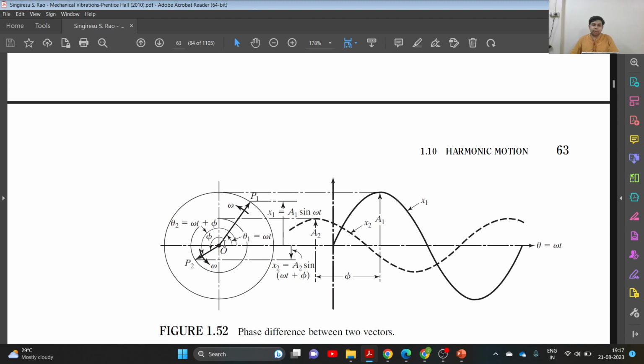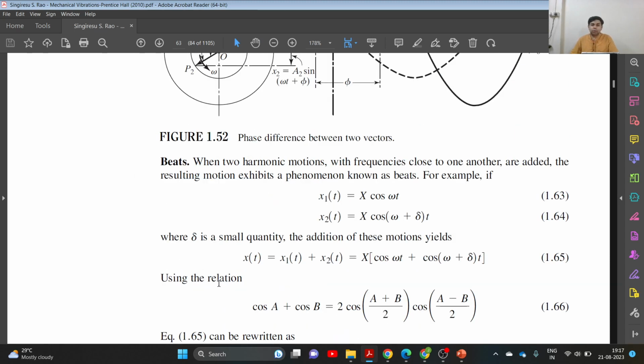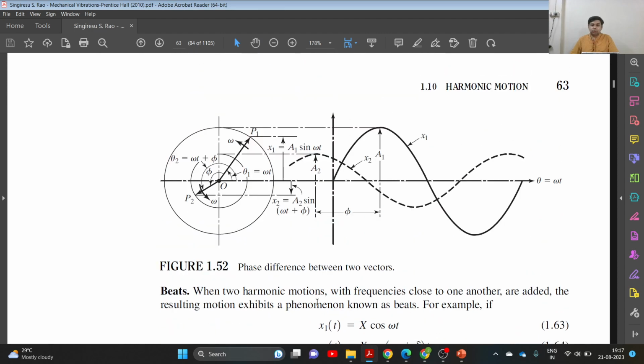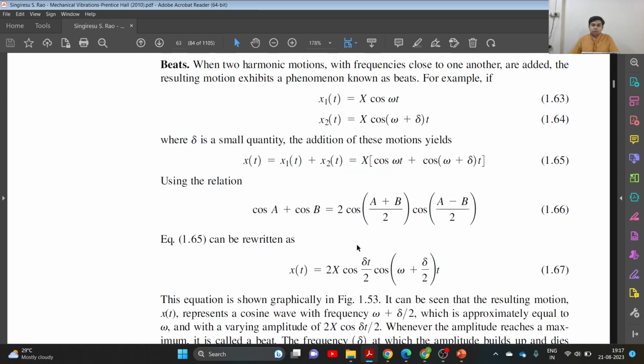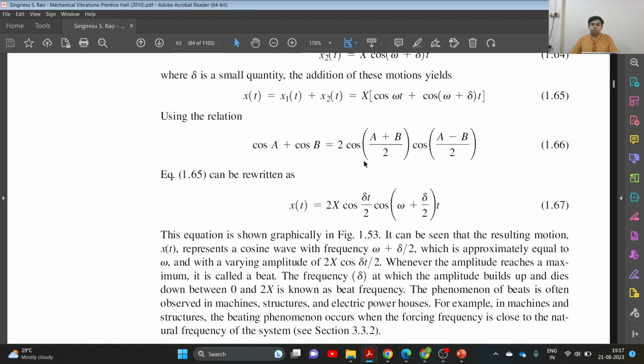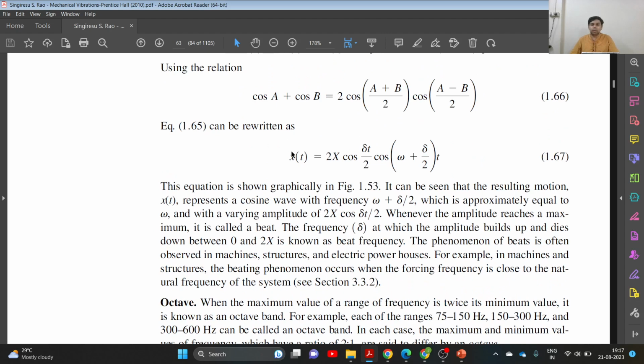So there is one vector OP1 which is rotating at angular velocity omega, and the other one which is rotating at omega t plus phi, right? So here the amplitudes, we are assuming them to be equal, so then it is easy to write down this expression and get this thing.